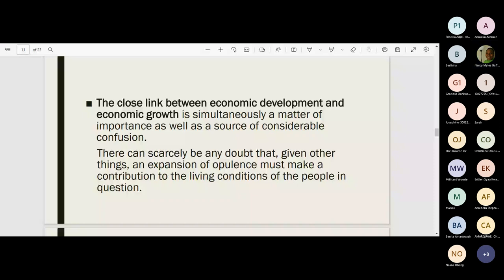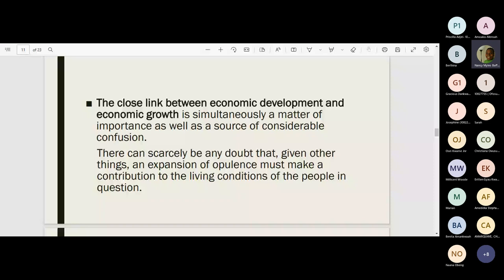Let's see. Oh dear. What Madame read is not complex at all, but I want to get your view that economic development and economic growth are simultaneously linked. There's a link between this and this. That link is a matter of importance as well as a source of considerable confusion. No wonder people equate economic growth to economic development.